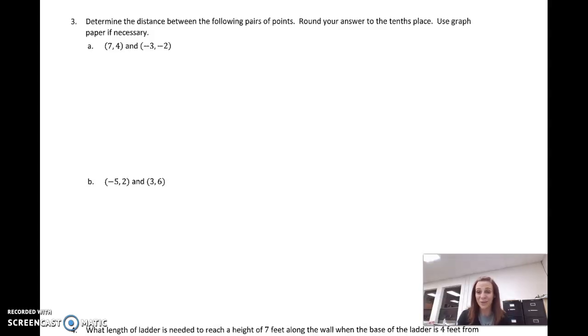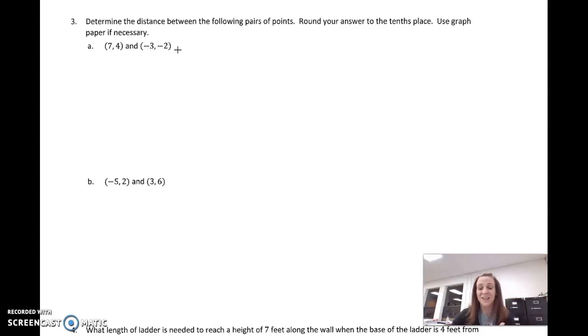All right, so we are continuing working on the application of the Pythagorean theorem, using the Pythagorean theorem in real life. So we have some more distance problems, but this time they're not going to be given to you on a graph. Although it says determine the distance between the following pairs of points, round your answer to the tenths place, use graph paper if necessary.